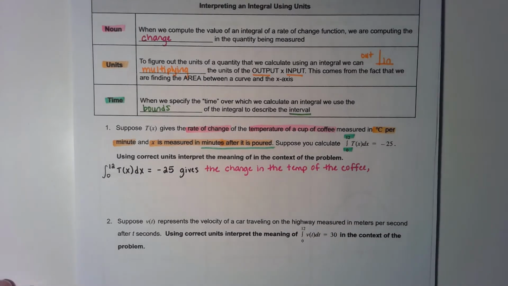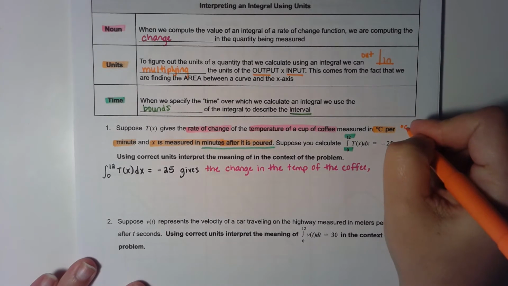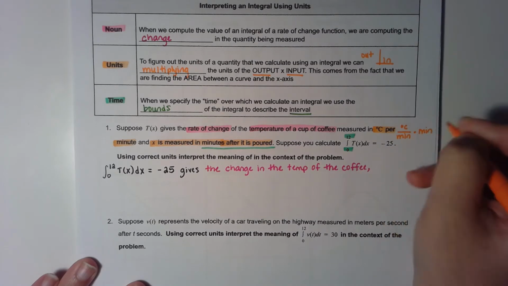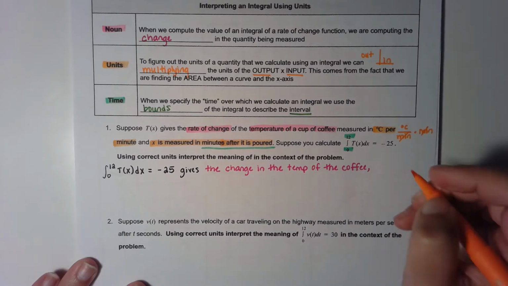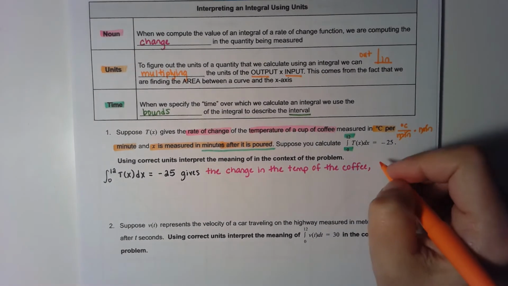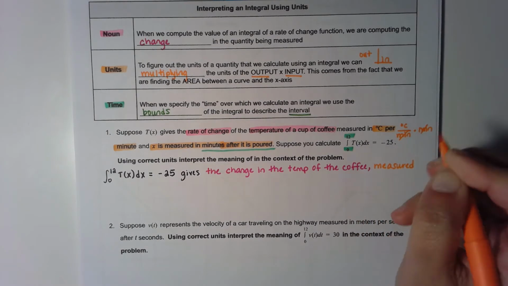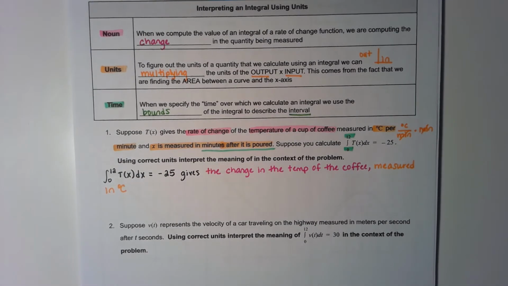Now, that's like the noun. The units are going to be degrees Celsius per minute times minutes. Now, in this case, because you're dividing by minutes and multiplying by minutes, the minutes cancel, so it's just degrees Celsius. So it's going to be measured in degrees Celsius, which makes sense. If I'm figuring out how much the temperature changed by, it's going to be it went up by this many degrees Celsius or down by this many degrees Celsius.